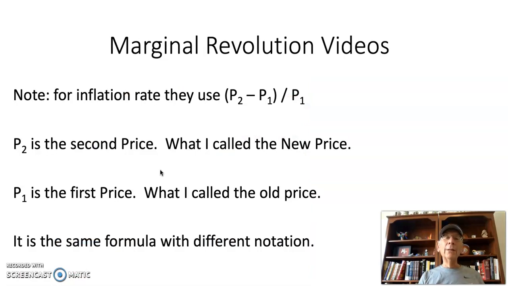Finally, one last thing, as you watch that other video, they use a slightly different notation, but it's the same exact formula. You'll notice that they talk about inflation being the price in the second year minus the first, in other words, the change over the first. Same thing we've been doing, the change over the original value. P2 is what I call the new price. P1 is what I call the old price. It's just the same formula with different notation.